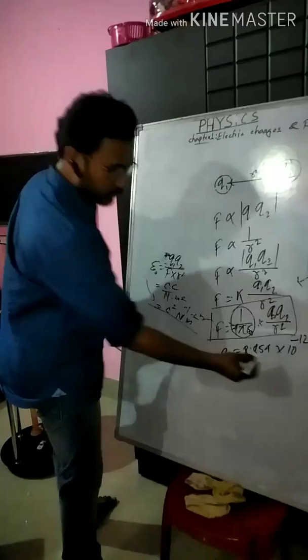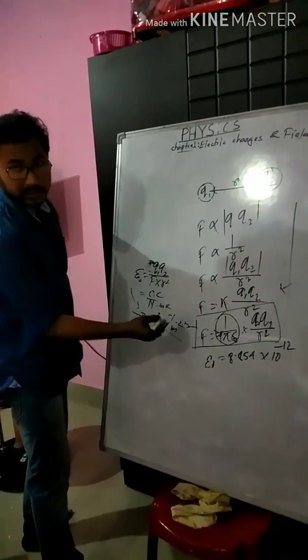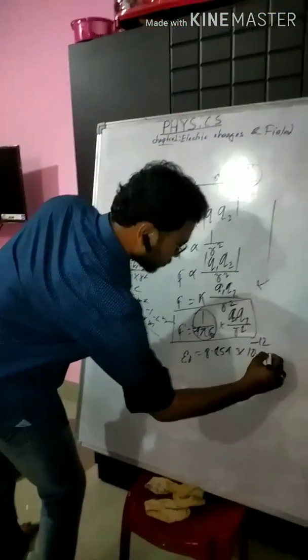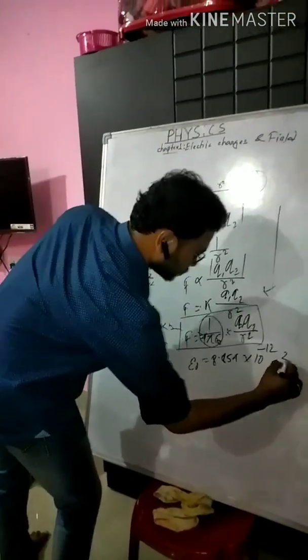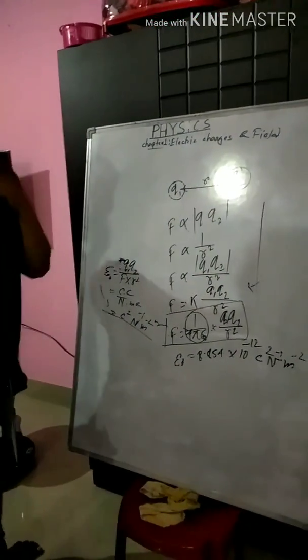That is the unit of epsilon naught. If you forget it while you are writing, you can find it directly from this equation. So the unit is Coulomb square, Newton to the power minus 1, meter to the power minus 2, right?